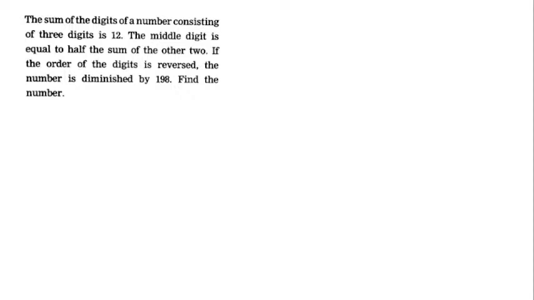The sum of the digits of number consisting of 3 digits is 12. The middle digit is equal to half the sum of the other two. If the order of the digits is reversed, the number is diminished by 198. Find the number. 3 अंकी नंबर आपल्याला शोधायचा आहे.